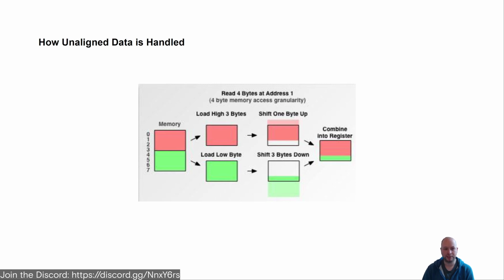So how is unaligned data handled? What will happen here, right, when you load, say, memory, is you'll have to kind of get both, and then they're combined into one register. So in this case, say you're loading a memory location, you're going to load both of the bytes, right? And then you're going to have to shift them and then combine them into a resulting final register.